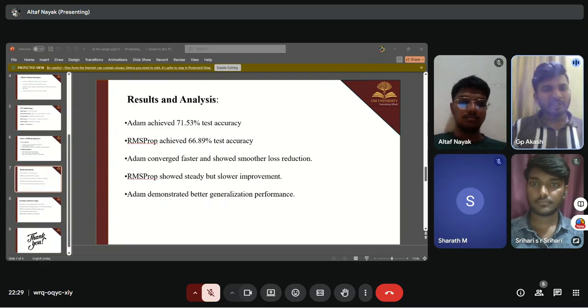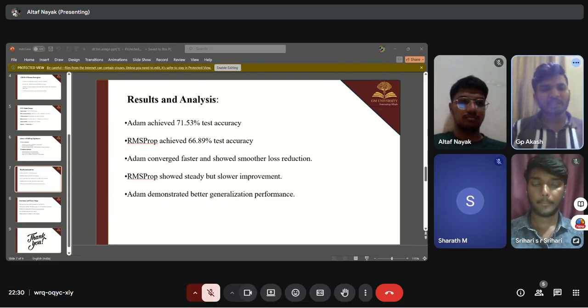Both Adam and RMSProp successfully trained the neural network on the CIFAR-10 dataset, showing that both are effective optimizers. However, Adam performed better overall, achieving higher accuracy and faster convergence compared to RMSProp. RMSProp was stable and reliable but less effective in terms of how quickly it reached optimal accuracy.